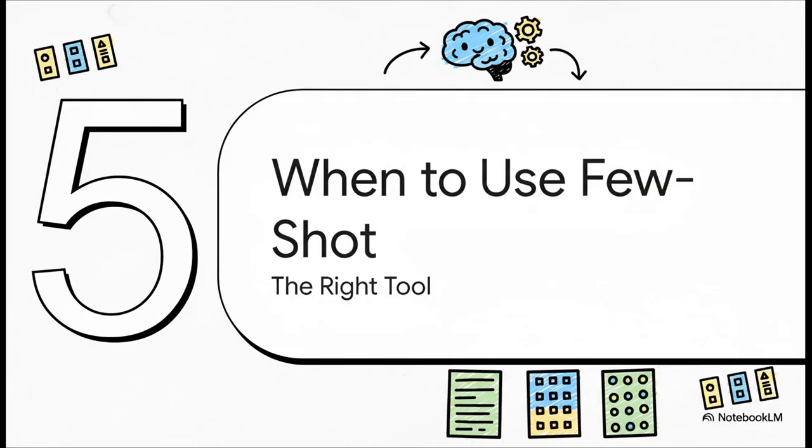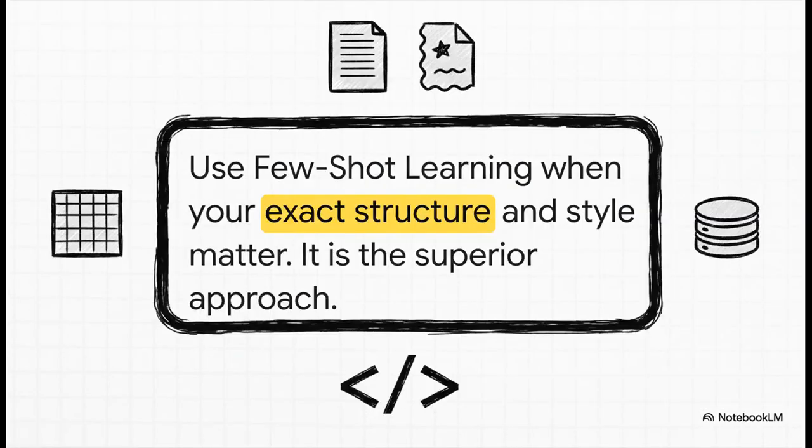Okay, so this is obviously a super useful tool to have in your toolbox. But when should you actually pull it out? Let's talk about the best times to use few-shot learning in your own projects. Here's the simple rule. Use it whenever the exact structure and style of the output really matter. Think about it. If you're trying to get data that needs to go into a spreadsheet or a database, or maybe you're generating code, you need it to be perfect. Or maybe you just need the AI to use a very specific tone of voice. In all those cases, few-shot is going to be your best friend.